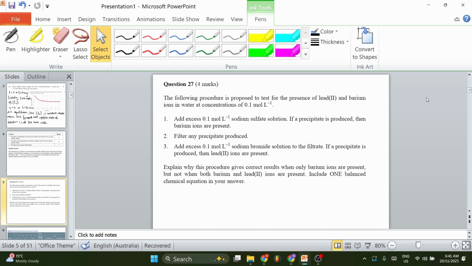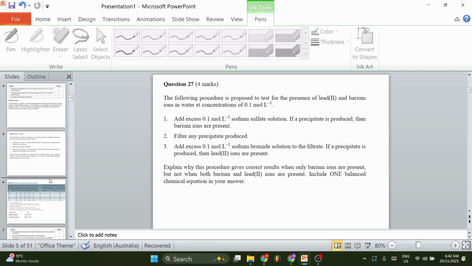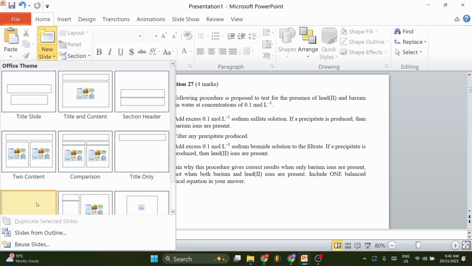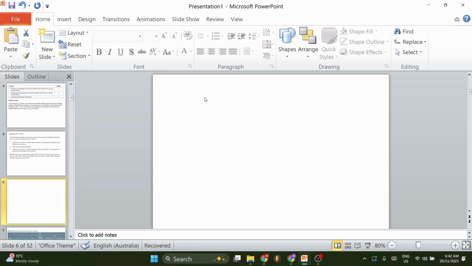Explain why this procedure gives correct results when only barium ions are present, but not when both barium and lead ions are present. Include one balanced chemical equation in your answer. The best way to answer this is to give a detailed structure of the whole process. So this is what I'm going to do. Let's just write out in chemical equation form what is happening.